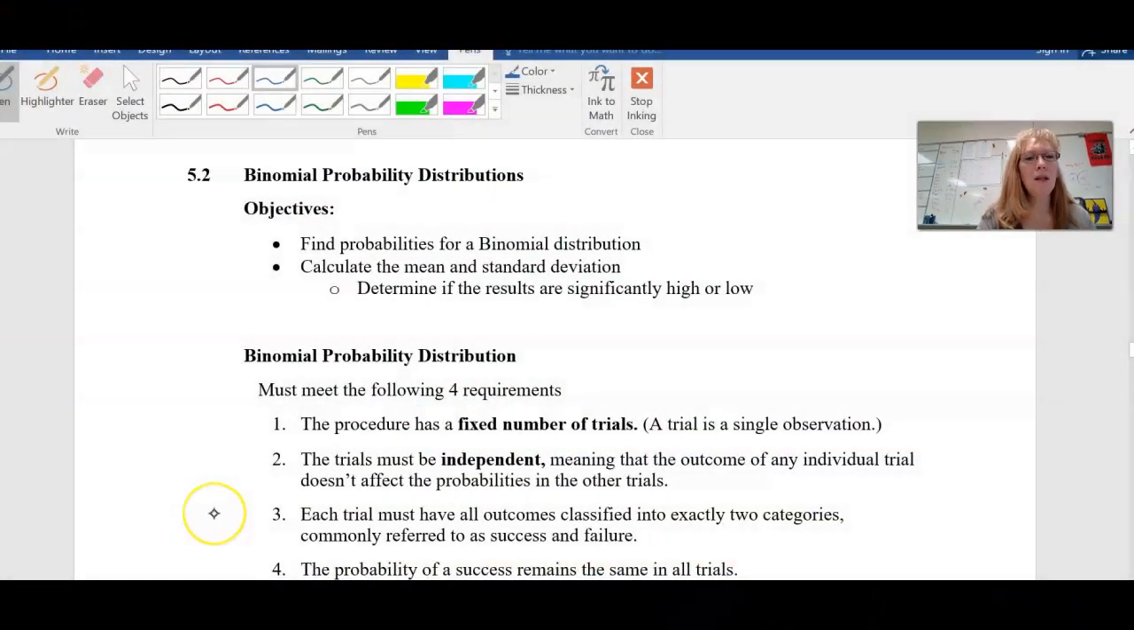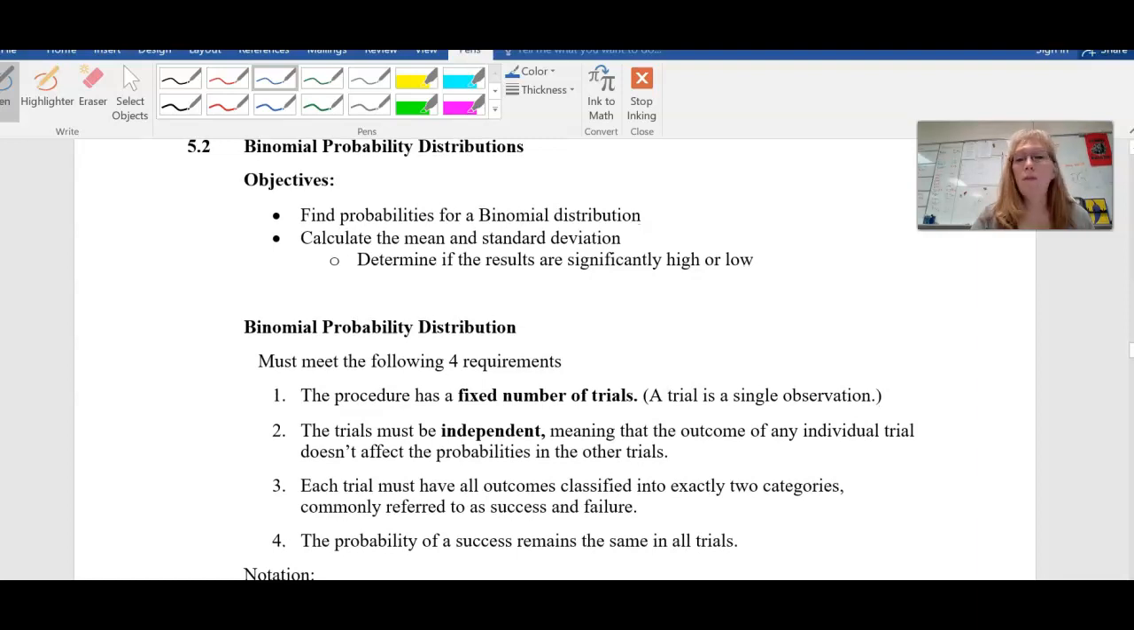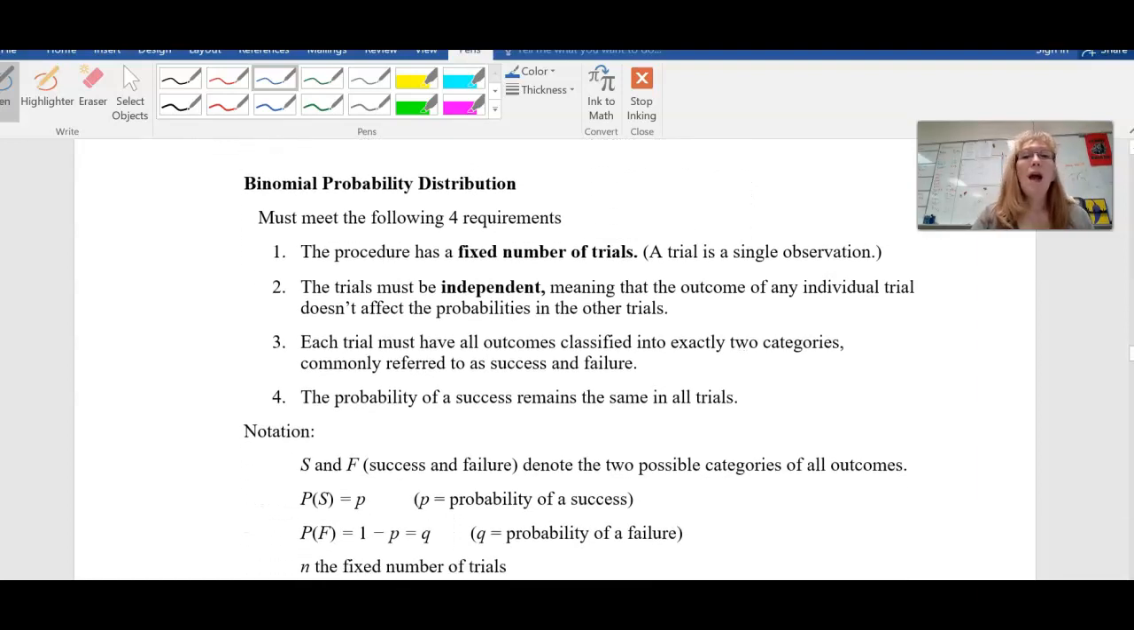This is binomial distributions, which I hope you realize is probably 2 since it says bi. So let's get going. Make sure you got your calculator out and let's see how we do. We're going to find the probability of a binomial distribution, and calculate the mean and the standard deviation of a binomial distribution. It has to meet 4 requirements in order for us to do this.